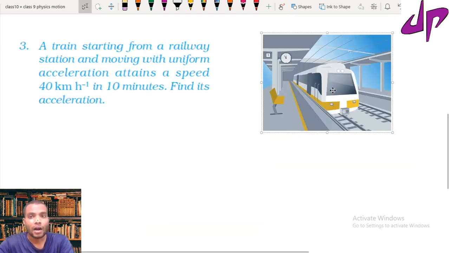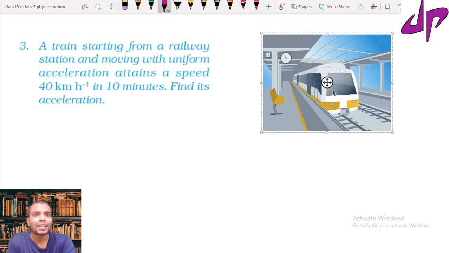Let's see another problem. A train starting from a railway station. So it is starting; it is not moving initially. It is starting and moving with uniform acceleration, attains a speed of 40 km per hour in 10 minutes. We need to find its acceleration.